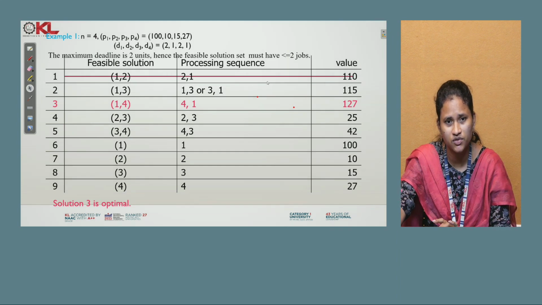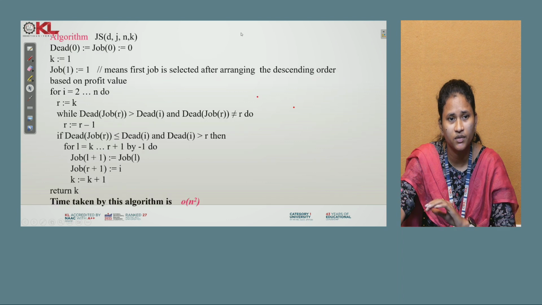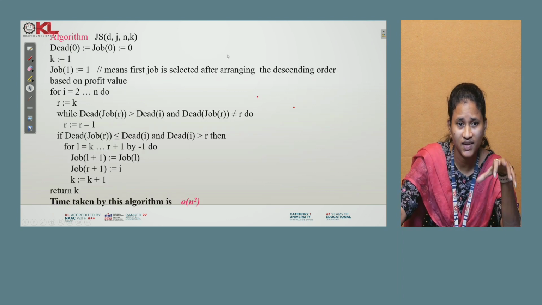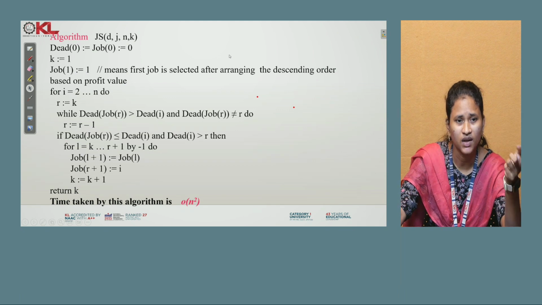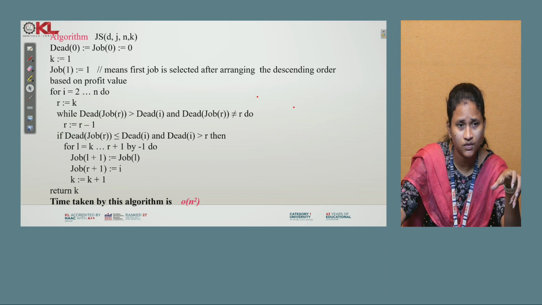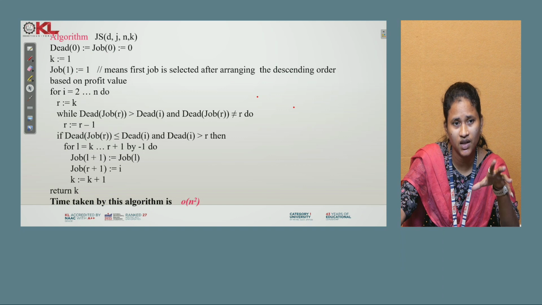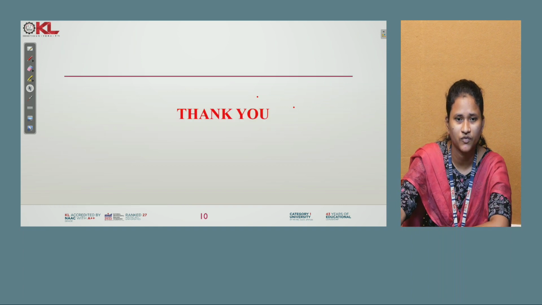All these steps are considered within this algorithm; we have to identify the step-by-step process. What we have explained now will be there within this algorithm. The time complexity of the job sequencing with deadline algorithm is order of n square. This is the algorithm we can use to solve job sequencing with deadline. So this is the explanation of the job sequencing with deadline problem. Okay, thank you.